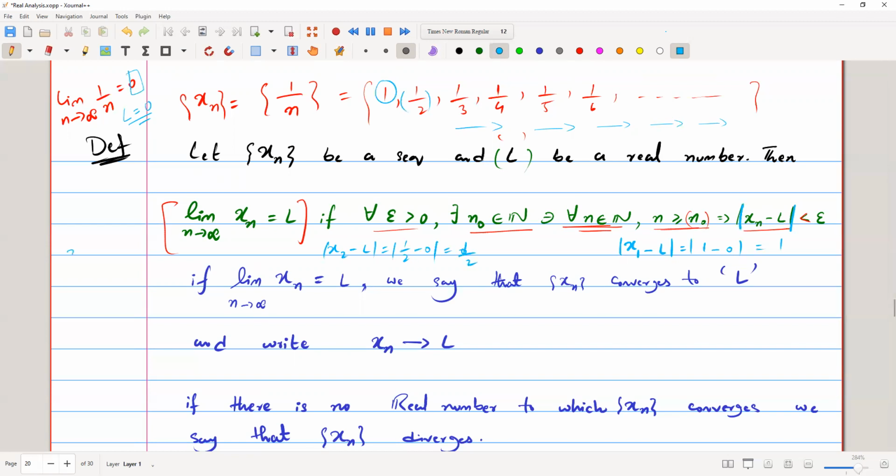And when I take x3 minus L, that is equal to 1 over 3 minus 0, so I get 1 over 3. And I can see that these distances are becoming less and less as I am moving on and on. And then, according to the definition, there will be some n naught. We are calling that thing n naught. So there will be some term of the sequence.